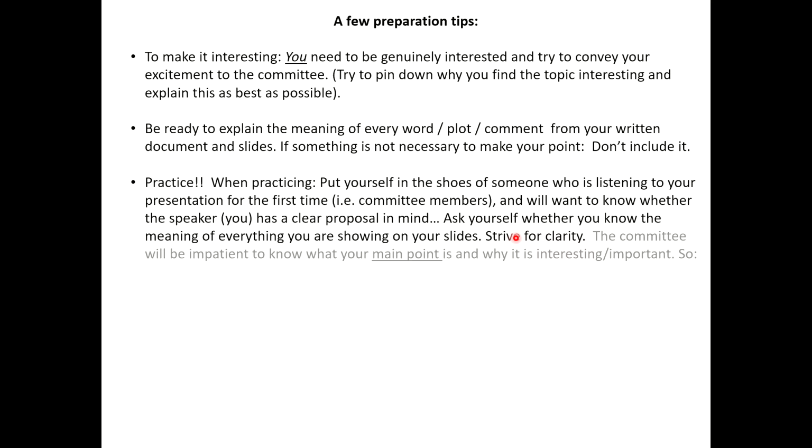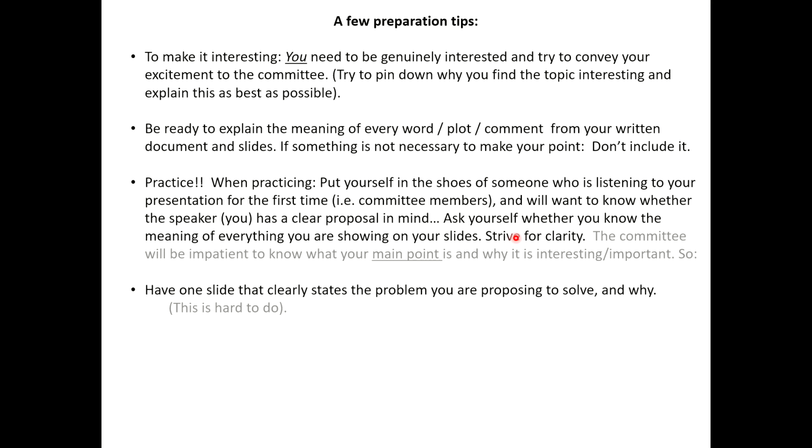And when you are practicing in that way, be impatient to get to the main point, because the committee will typically be impatient to know what the main point is, and they will be trying to figure this out from the beginning. So, what's the main point? What is this about? And why is it interesting and important?